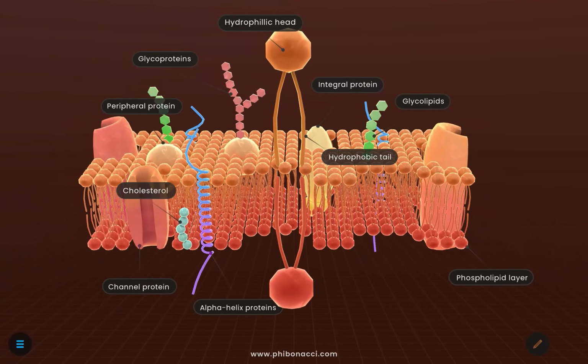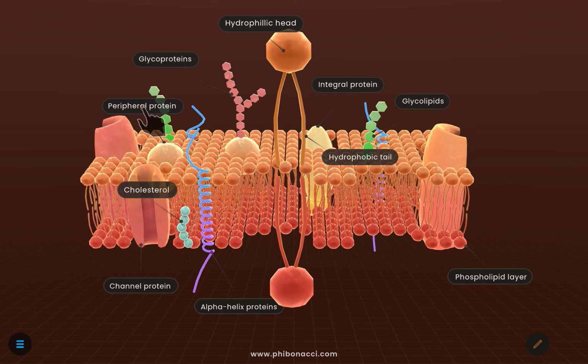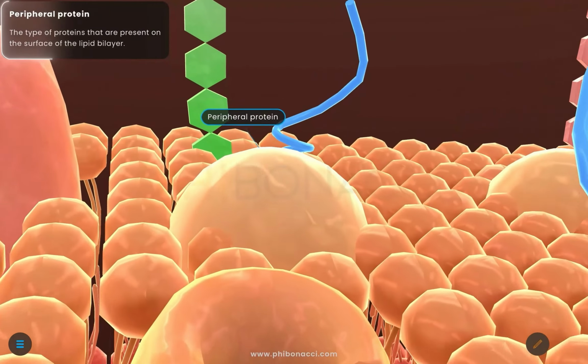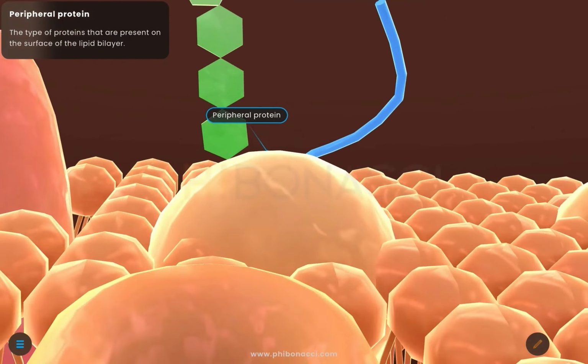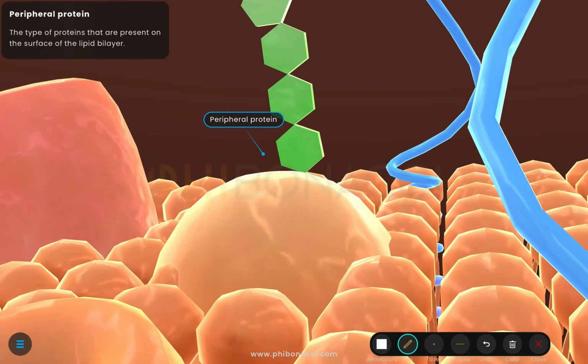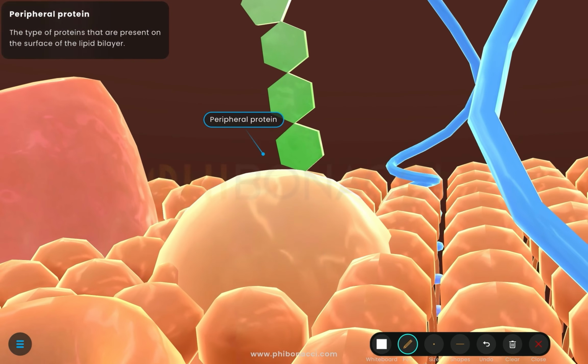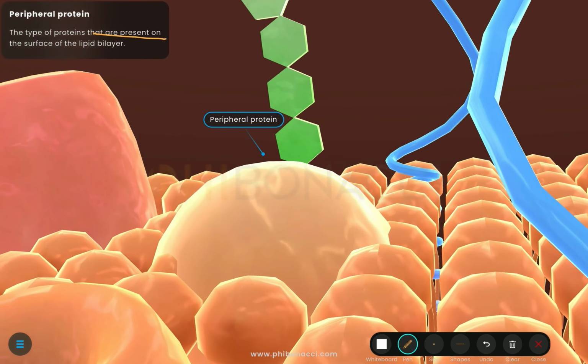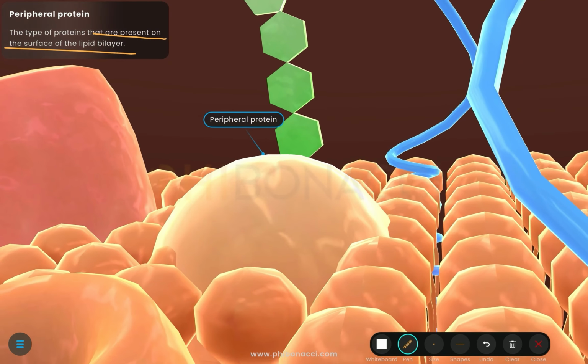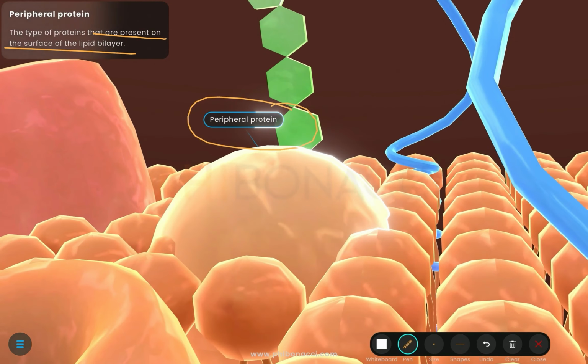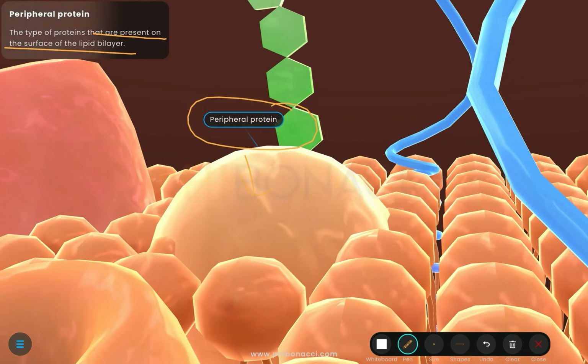Next, we have the peripheral protein. If you have a look at the peripheral protein, you can see it is present on the surface, as the name suggests, on the periphery. The type of proteins that are present on the surface of the lipid bilayer are called the peripheral proteins. So these are the peripheral proteins.